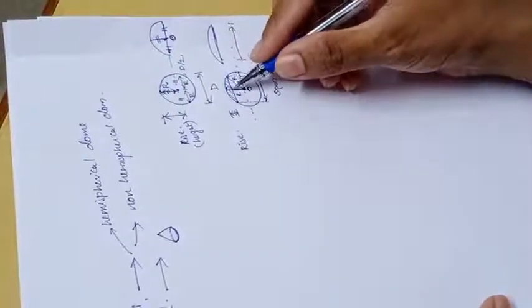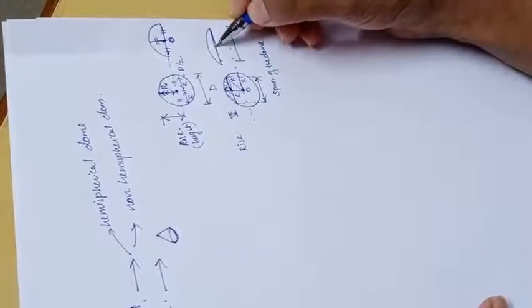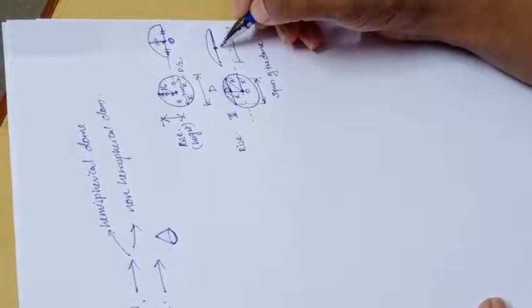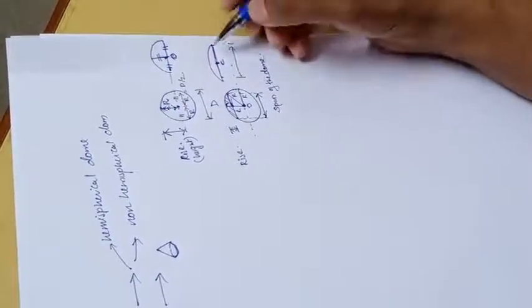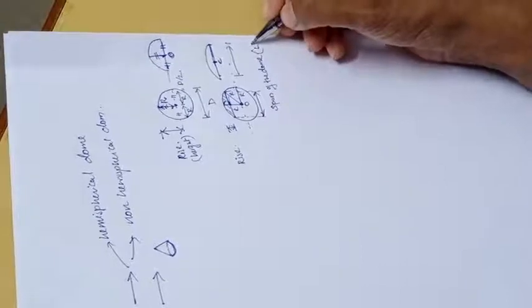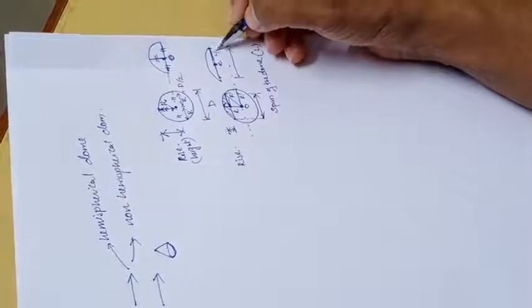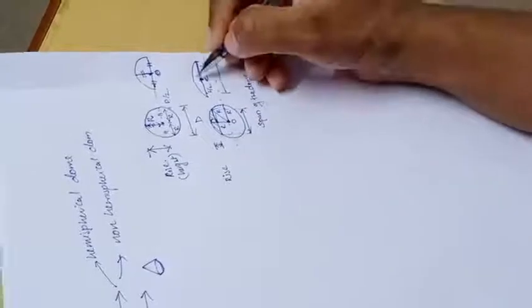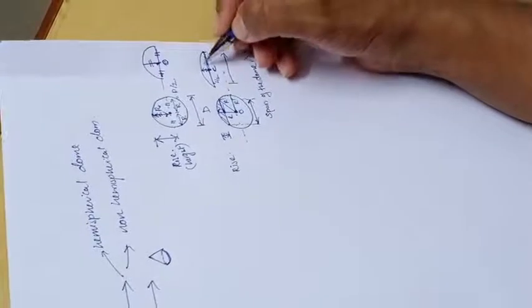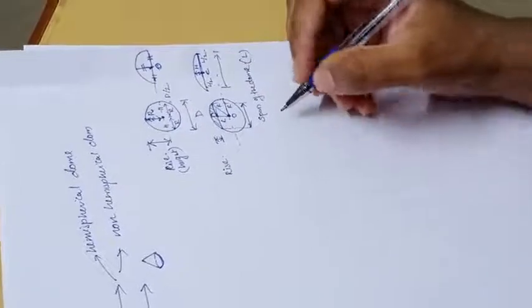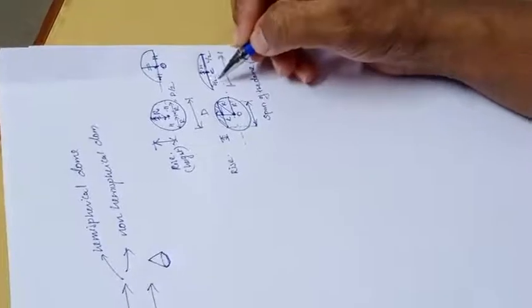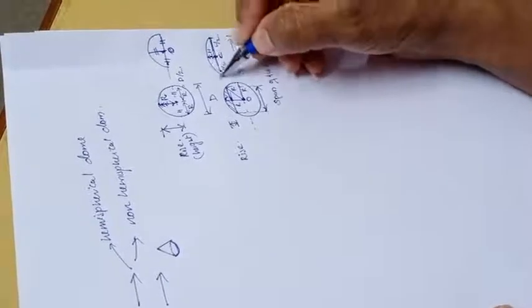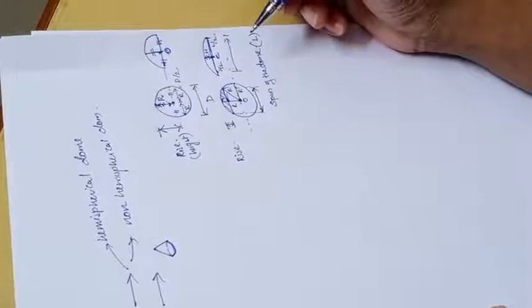So here, let me call this point C. From C to this end, if the span is represented as L, this distance will be L by 2, and this distance will be L by 2, and this distance let me call H. In this case, you can see that L by 2 and H will be different. It will not be the same. In such cases, we will call this a non-hemispherical dome.